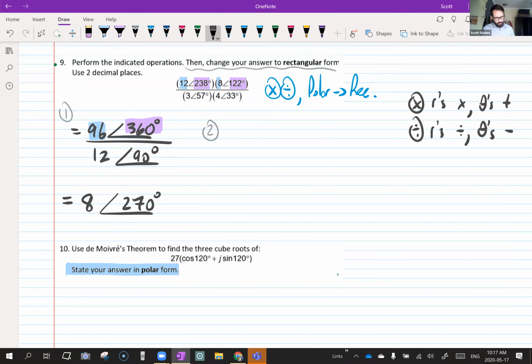Those are easy. Now, for the next one, it's A cos theta, B sine theta. And so what we should get is 8 times cosine 270 is 0. Okay. 0. 8 times sine of 270 is negative 8. Or in other words, negative 8j is our final answer here. Okay, that's rectangular form.